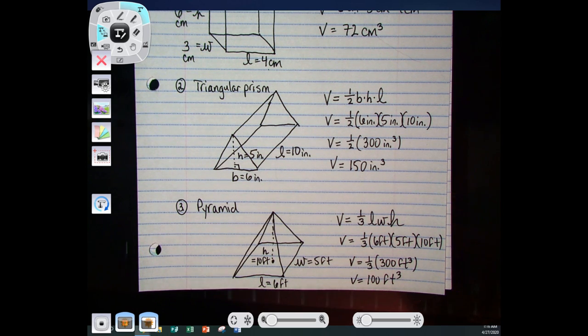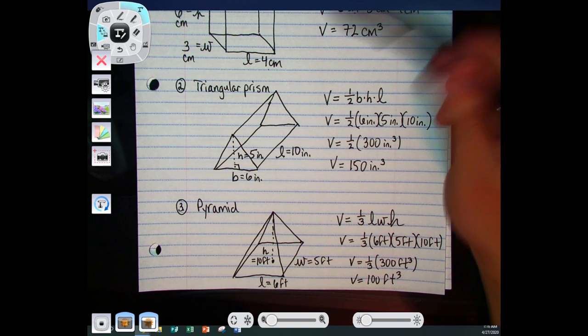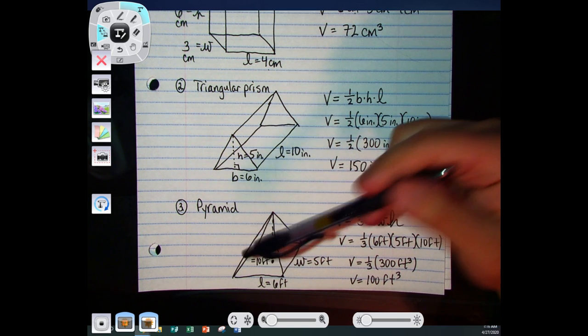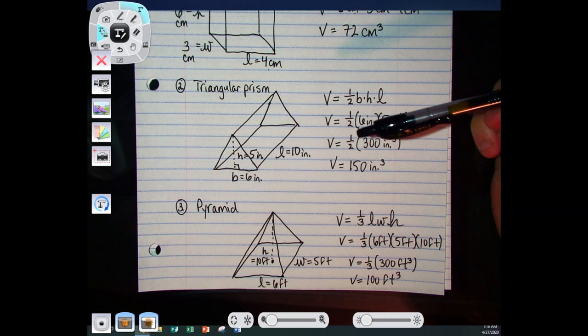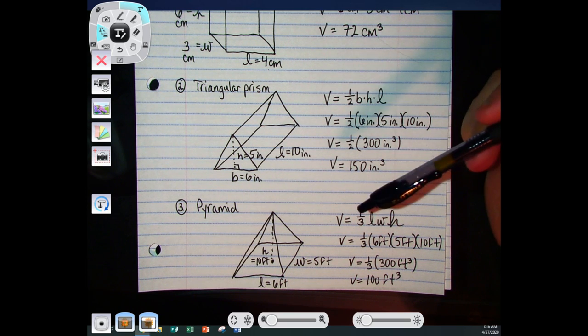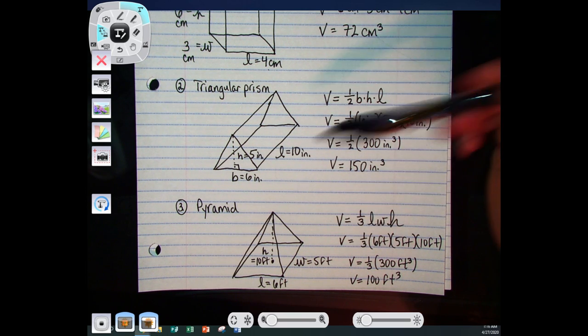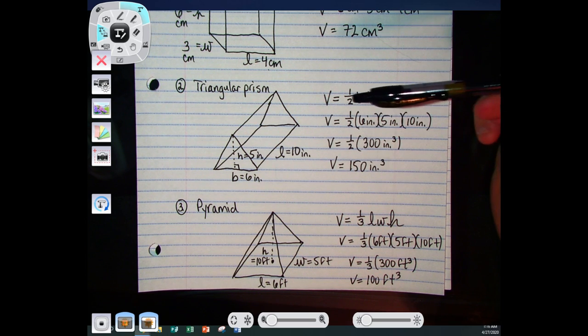All right, wonderful. So those are 3 of the 6 that we're going to be working on. I chose to do these 3 because these are prisms and a pyramid. In the next video, we're going to be looking at volume that involves circles. So that's going to be cylinders, cones, and spheres.